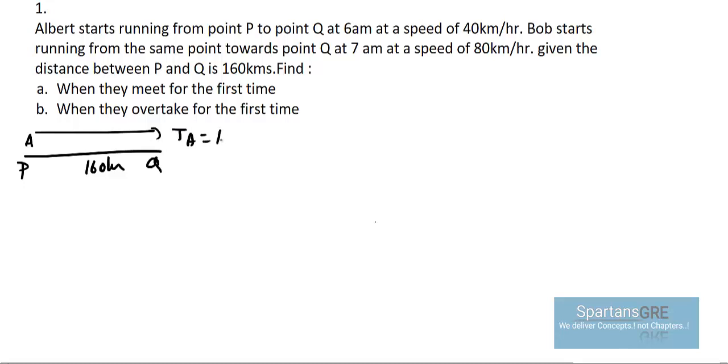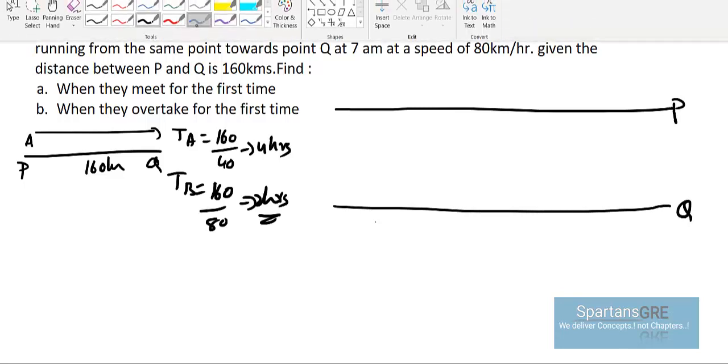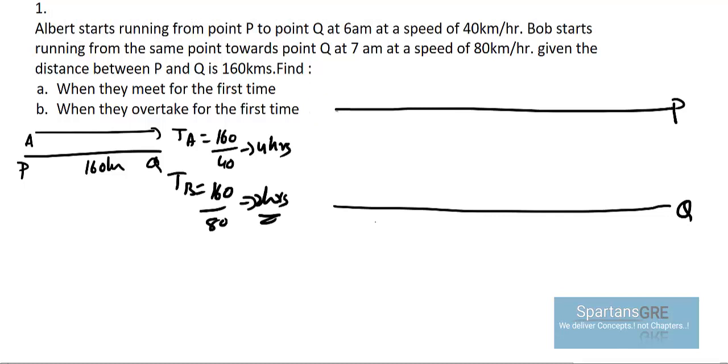Time for A will be 160 by speed of A, which is 40, so it takes 4 hours. Similarly, B takes 160 by 80, so it takes 2 hours to reach Q from P, right? Now, let me draw the timeline diagram. First line will be P, second line will be Q. I will use the blue color pen for A, Albert. So Albert starts at 6 a.m. and reaches Q after 4 hours. That means if this is 6, somewhere it will be 10.